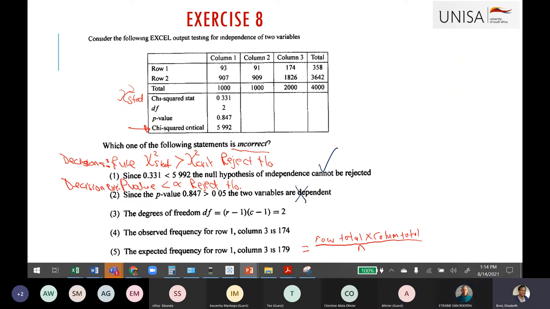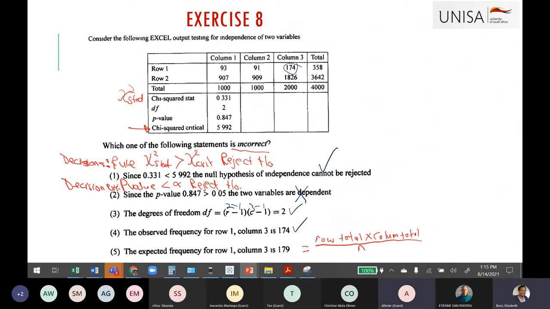Moving on, the degrees of freedom. How many rows are there? We have 2 rows, 2 minus 1. How many columns? We have 3 columns, minus 1. Is that correct? Yes. Correct. The observed frequency of row 1, column 3 is 174. That's correct.